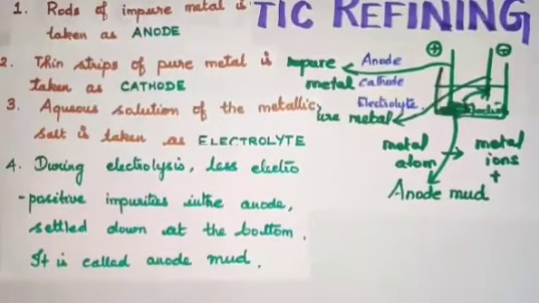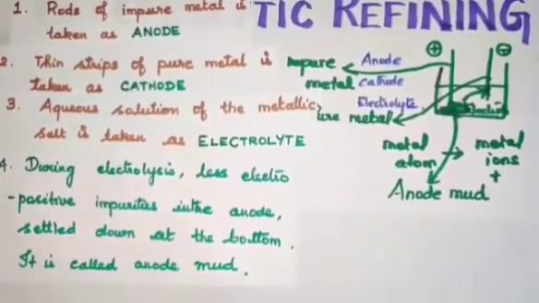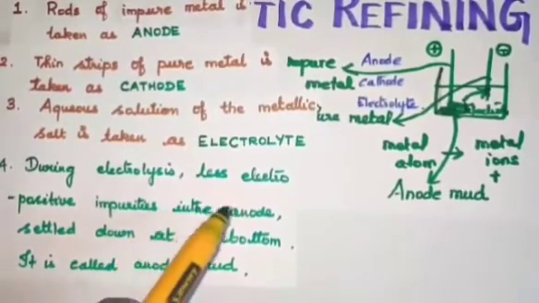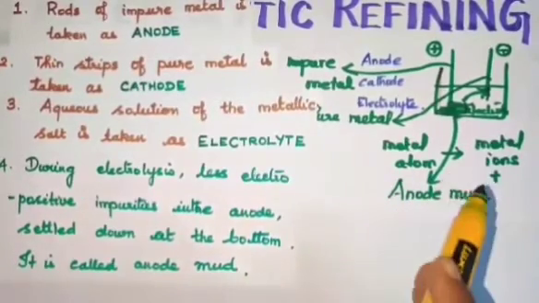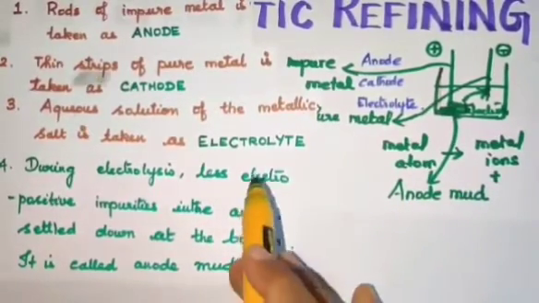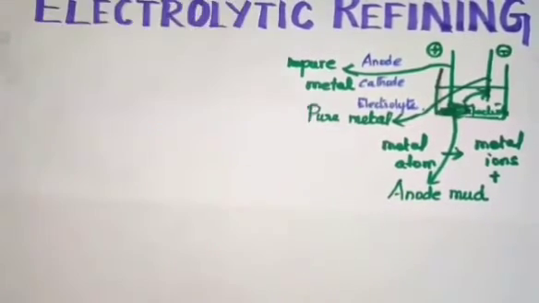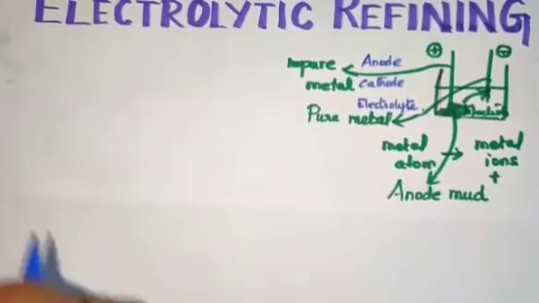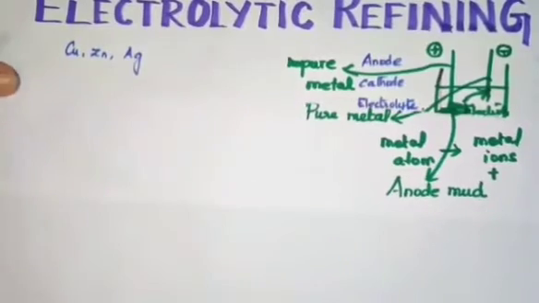Let's see the definition of anode mud. During electrolysis, less electropositive impurities in the anode settle down at the bottom. It is called anode mud. Using this method, we can refine copper, zinc and silver.